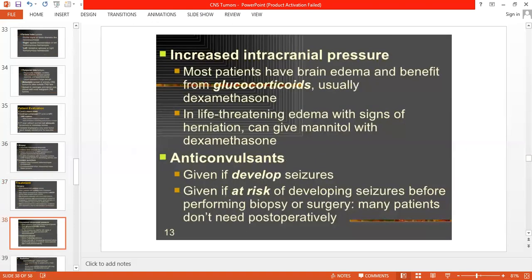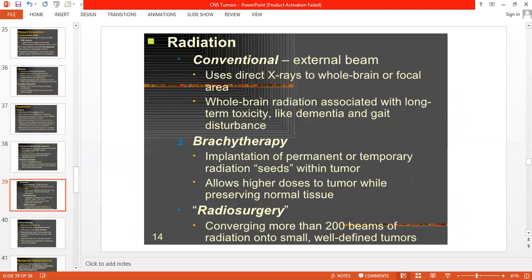Increased intracranial pressure. How should this be managed? Most patients have brain edema and benefit from glucocorticoids, usually dexamethasone. In life-threatening edema with signs of herniation, you can give mannitol with dexamethasone. Anticonvulsants should be given, especially in cortical tumors. Radiotherapy, either conventional or brachytherapy or radiosurgery. These are all the modalities of radiotherapy.